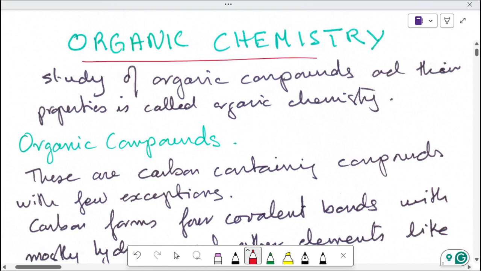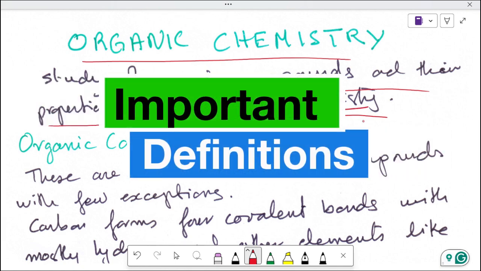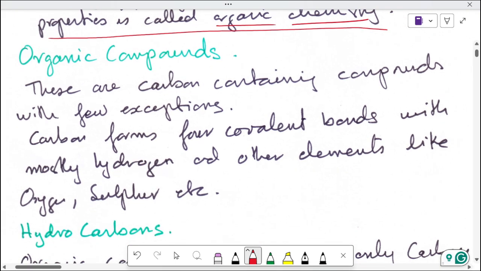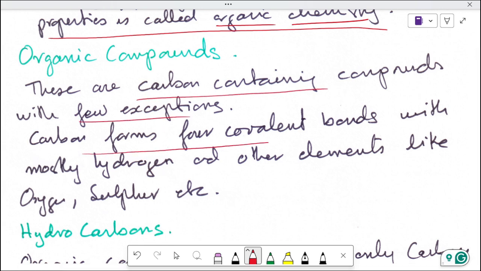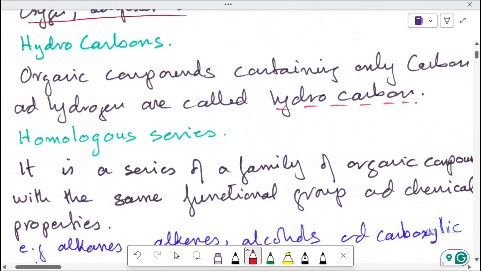It is the study of organic compounds and their properties, and it is named as organic chemistry. Now, organic compounds are carbon containing compounds with few exceptions. Carbon forms four covalent bonds with mostly hydrogen and other elements like oxygen, sulfur, etc. Organic compounds containing only carbon and hydrogen are called hydrocarbons.